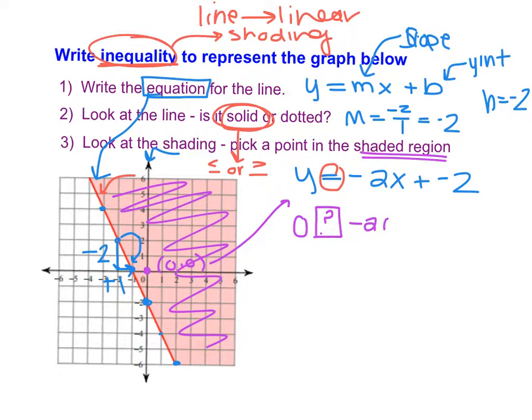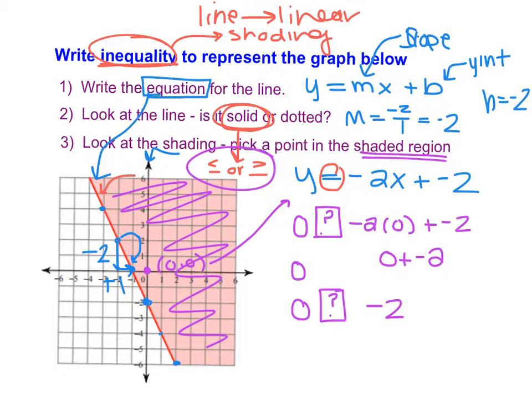Then I have negative 2 times 0 plus negative 2. On the left-hand side, I have 0. On the right-hand side, I have 0 plus negative 2. So here I have 0, some question mark inequality, and negative 2. Now I have to think through, would it be the less than or equal to or the greater than or equal to symbol that makes the most sense? Because 0 is greater than negative 2, the symbol that makes the most sense here is the greater than or equal to, because it would make that point 0, 0 true in that inequality.